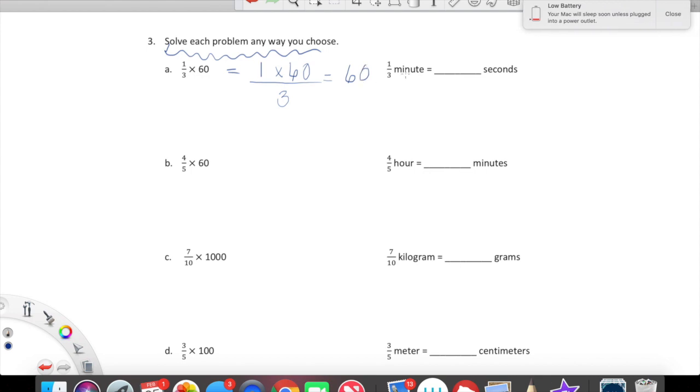60. What we're looking at, you guys, is 60 divided by 3. 60 divided into 3 equal groups.